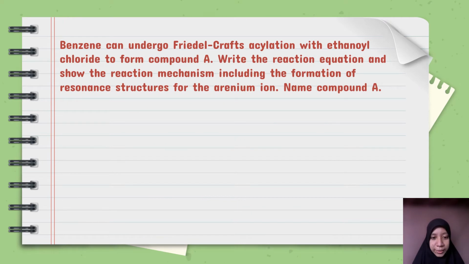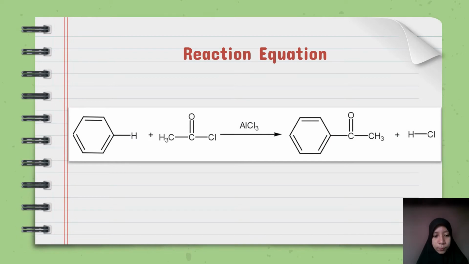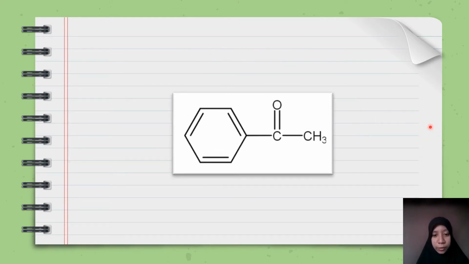Now for the next question, given that benzene undergoes Friedel-Crafts acylation with ethanoyl chloride to form compound A. Here is the reaction equation. Benzene reacts with ethanoyl chloride with the presence of aluminum chloride as a catalyst to form compound A and HCl as the byproduct. So here is the structure of compound A.